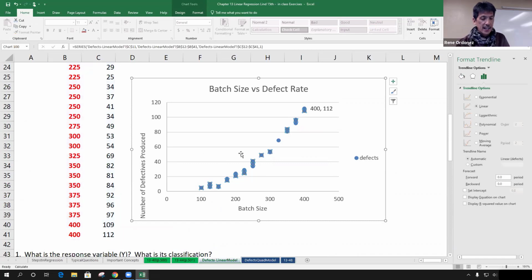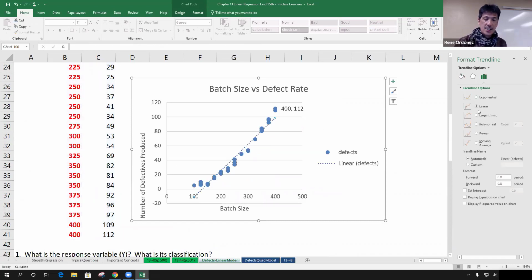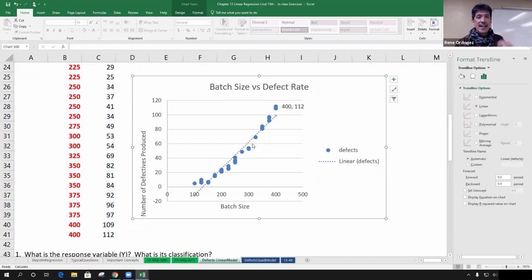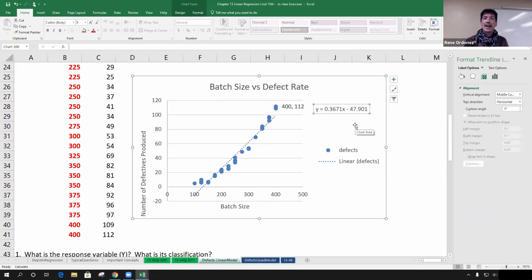And I'm using Excel here because Excel will allow us to select a number of trend lines. So just bear with me here, because what I'm going to do is apply a model that obviously does not fit the data. In other words, a linear model that is not appropriate. And then later on, we will modify this model. So we will use another model that will be more appropriate for the data set.